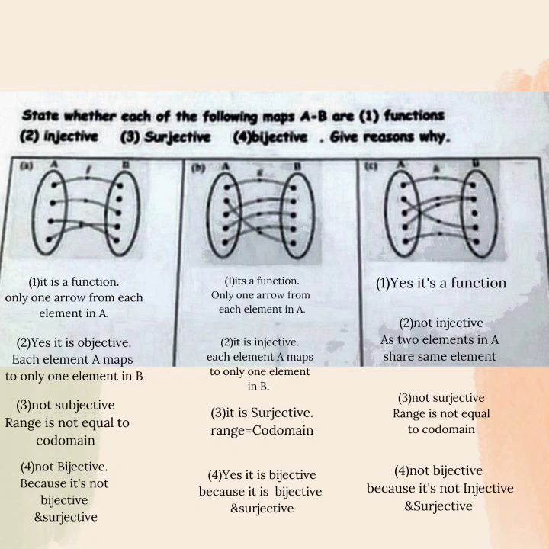For surjective, all of the elements in the codomain have to be used. Okay, so the range and the codomain have to be the same, and the range and codomain in this part are not the same, because that's the range, and that's the codomain where the lines connect.